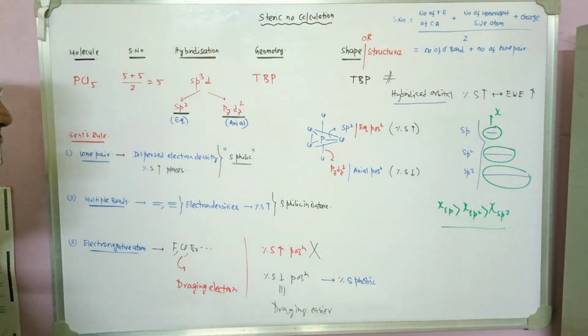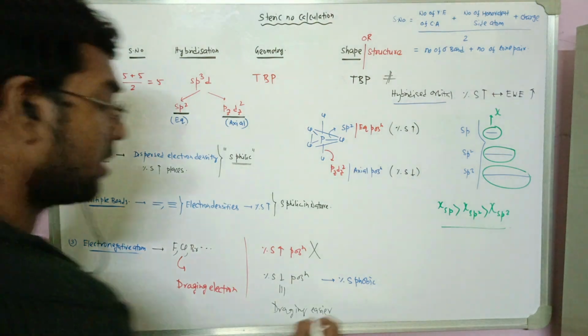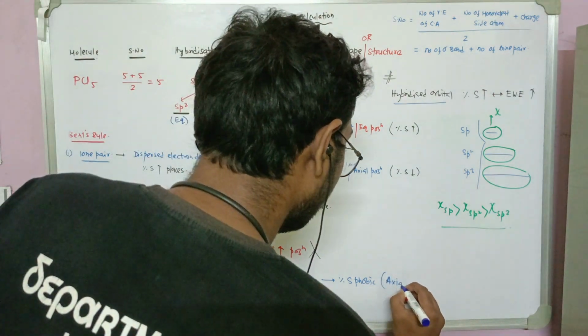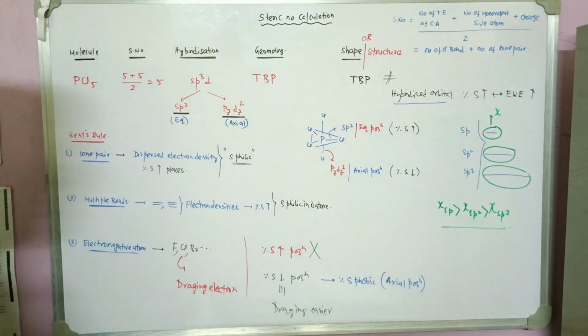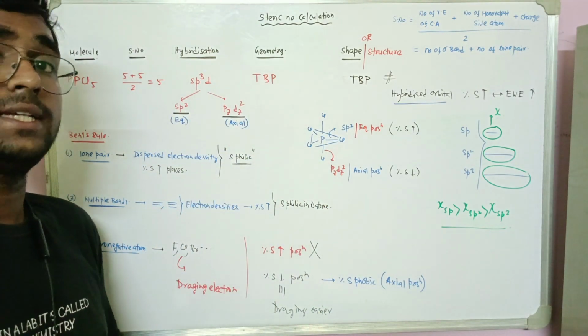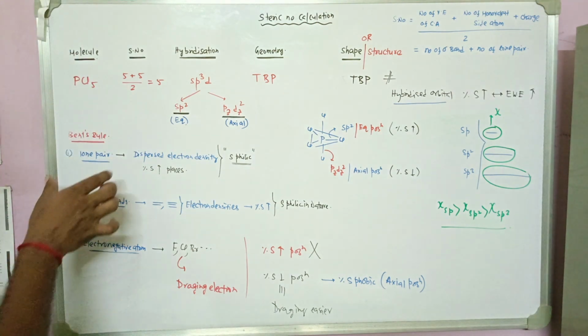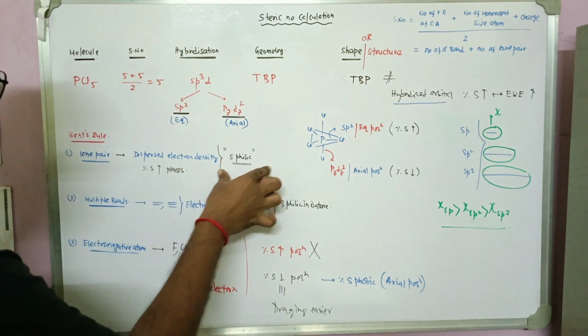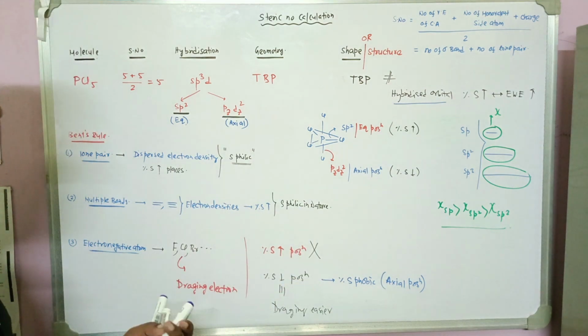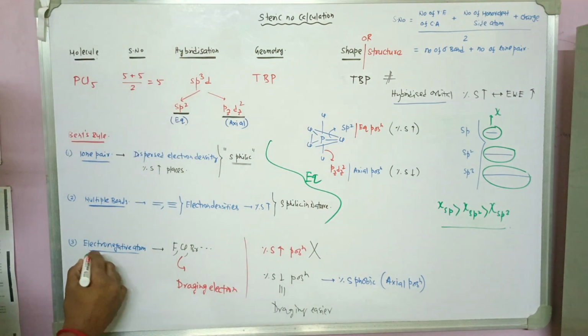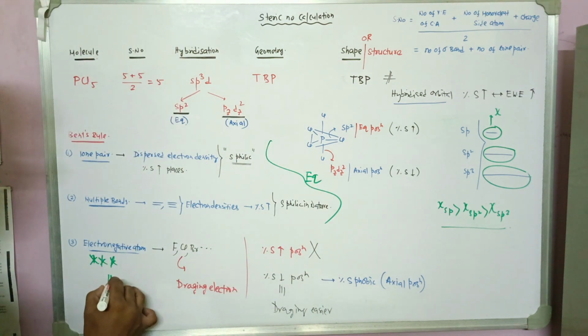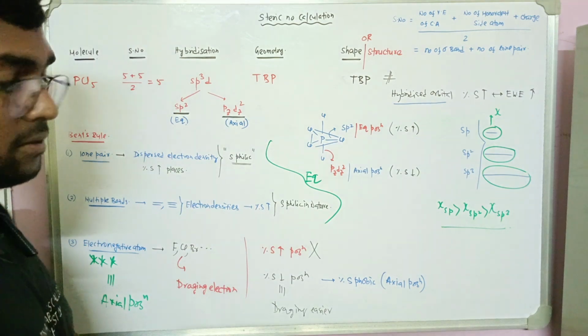In that case, we have to place this electronegative atom in the axial position of a TBP geometry, because the axial position corresponds to the pz-dz square orbital hybridization, which is percentage s deficient in nature. The lone pair is s philic, and multiple bonds are s philic. So for both multiple bonds and lone pairs, we can place them in the equatorial position. But an electronegative atom we have to place in the axial position. Let's discuss some examples.